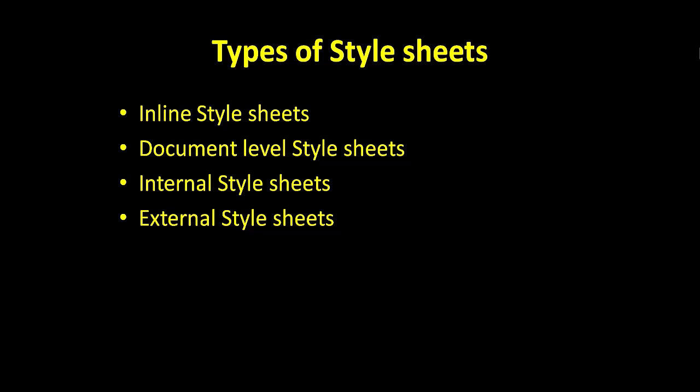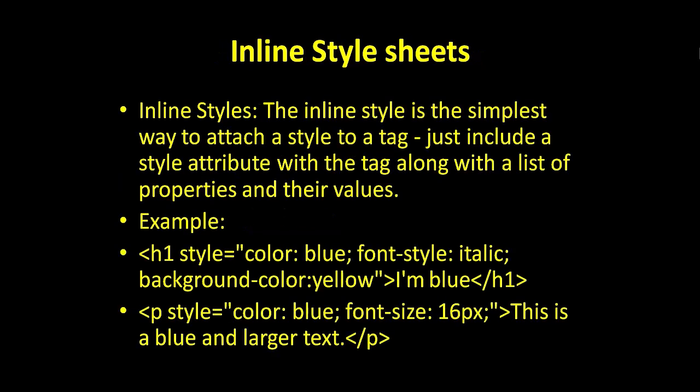The types of style sheets are inline style sheets, document level style sheets, internal style sheets and external style sheets. Let us discuss one by one. So today we will discuss inline style sheets. Inline style sheet is the simplest way to attach a style tag. Just include a style attribute within the tag along with a list of properties and their values.